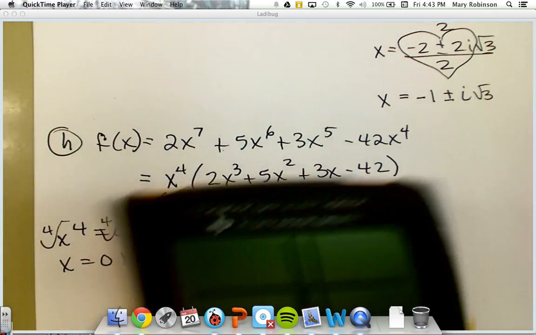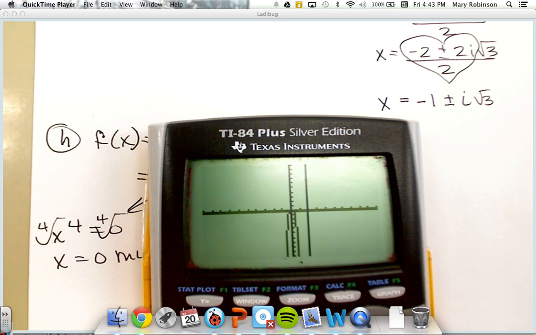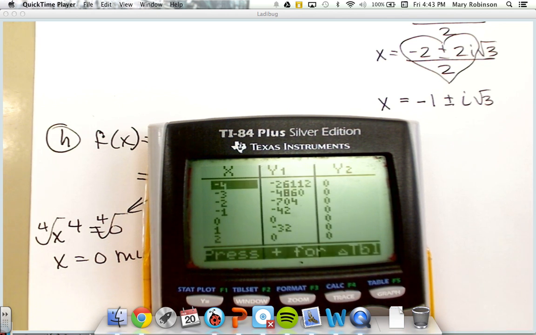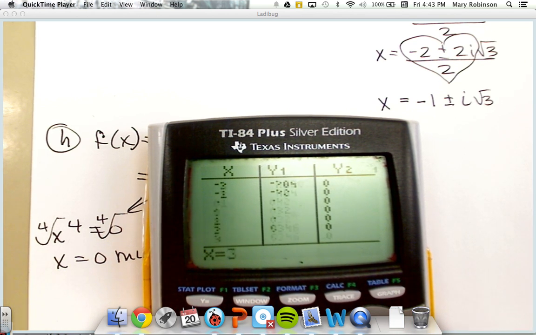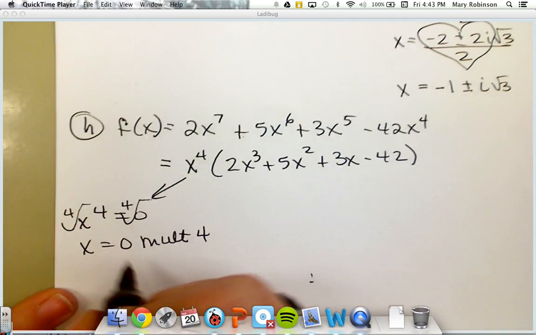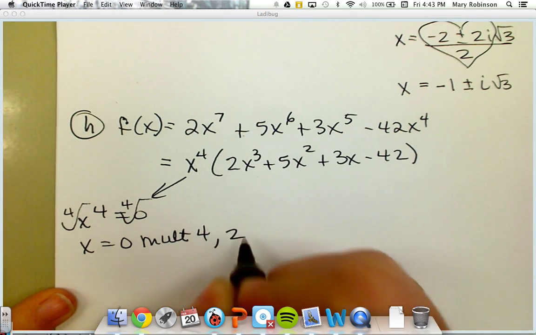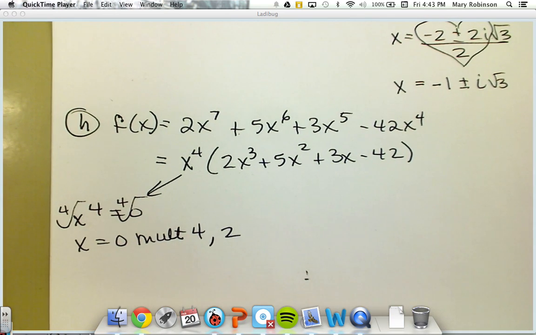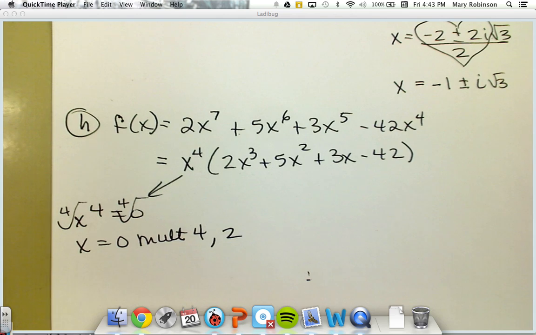Notice that the graph also appeared to cross at positive 2. Let's verify that on our table. So 2, 0 is on there, so that means it does cross at 2. So I know that I have 0 with multiplicity 4. That 2 is a 0, so now that's 5 solutions, and I need the other 2.